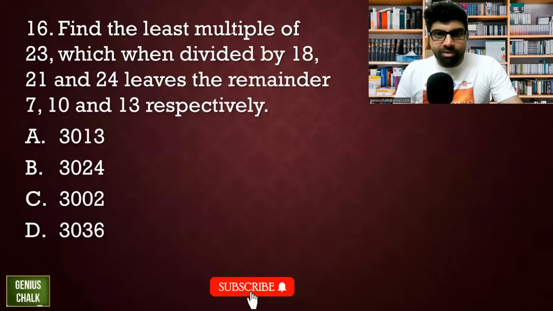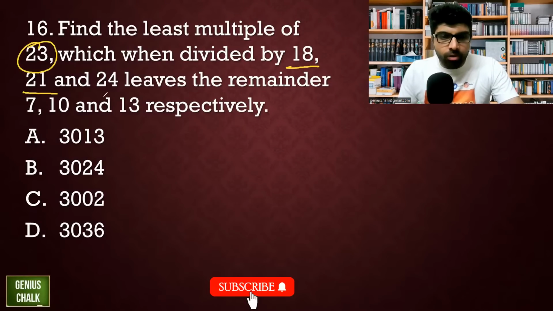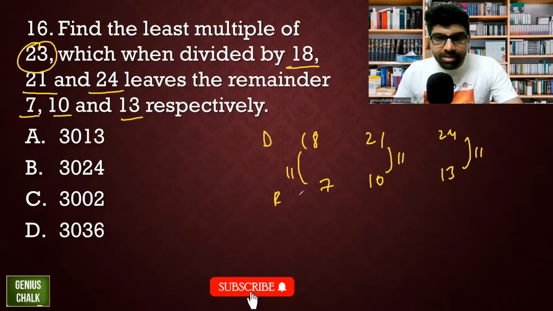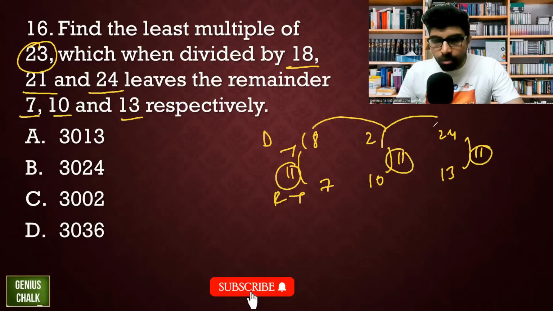The next question is: find the least multiple of 23 which when divided by 18, 21 and 24 leaves the remainder 7, 10 and 13. Now let's check: 18, 21, 24 leaving the remainders 7, 10 and 13. The difference between the divisors and the remainders is 11. So we have to subtract 11 after taking the LCM of all of these three. Now let's take the LCM.